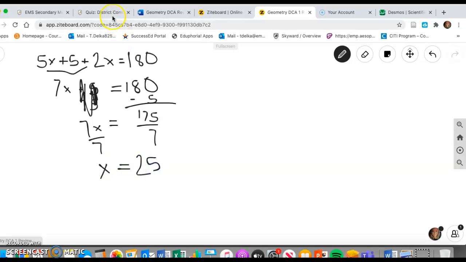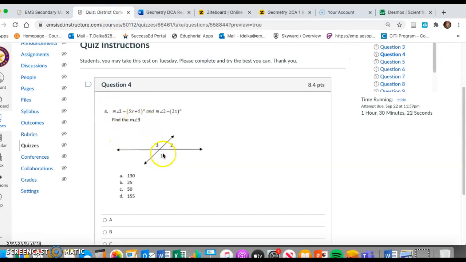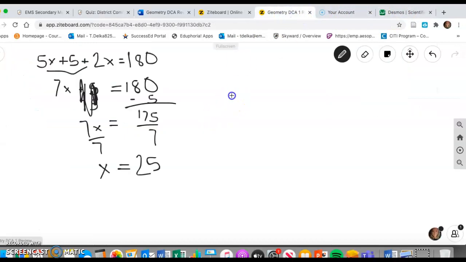That's my x. Now I'm not done because the equation calls for angle 3. If I can find angle 1, then I know angle 3 is going to be the same measurement. So I take the measure of angle 1, 5x plus 5, and I know 5 is going to stay. The 25 will be substituted into the x because we just learned that x equals 25, and add 5. So 5 times 25 is 125.